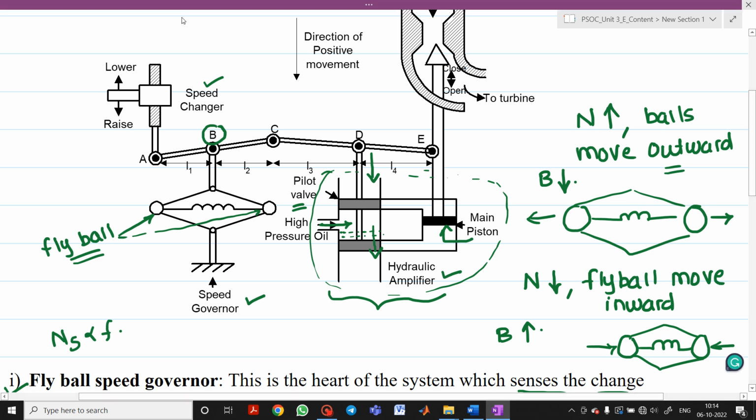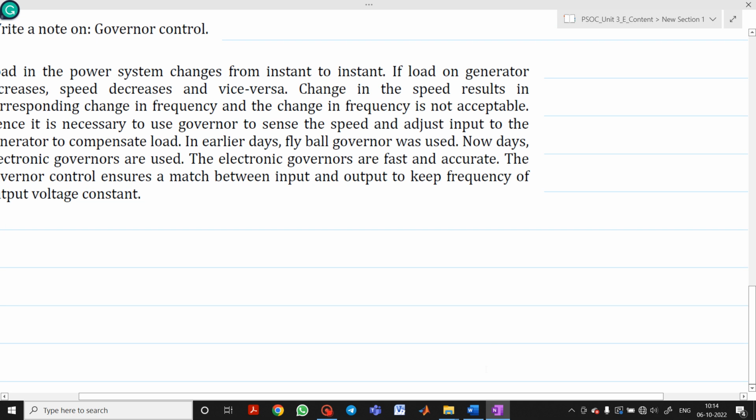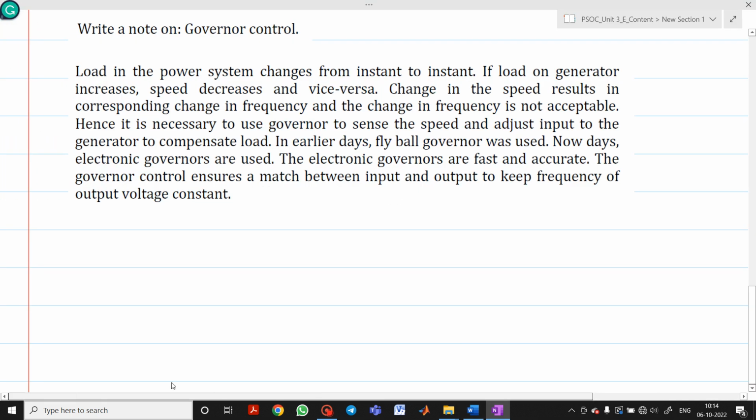I will draw the diagram here for understanding, so that it will be easy for you to understand things properly and clearly. Let's say this is your point D. Now to point D, we have connected one piston. So let me draw this.